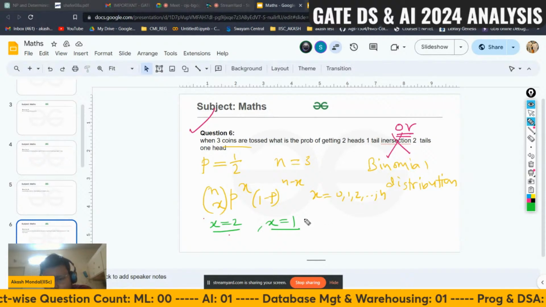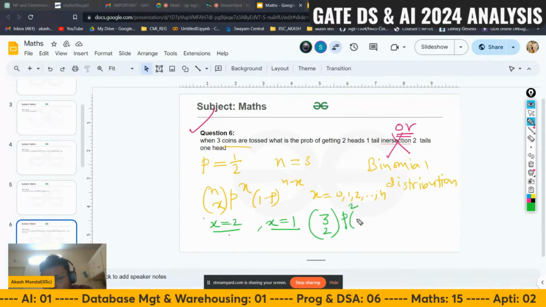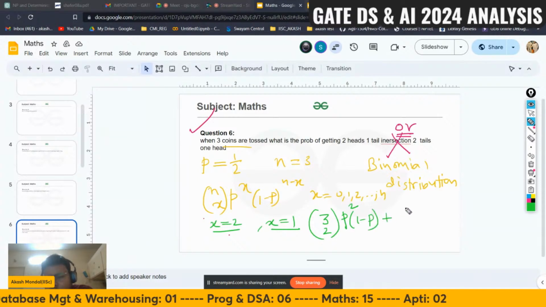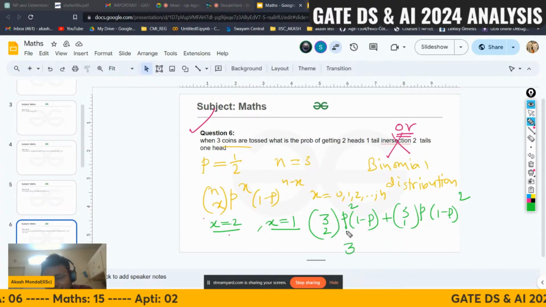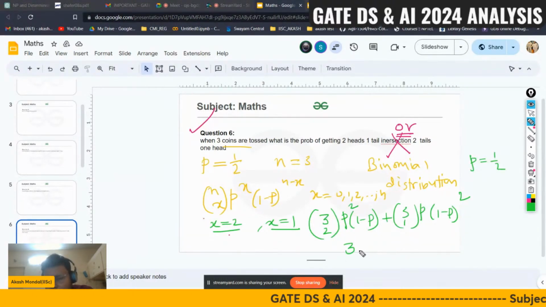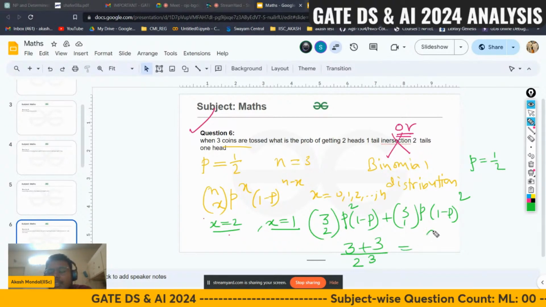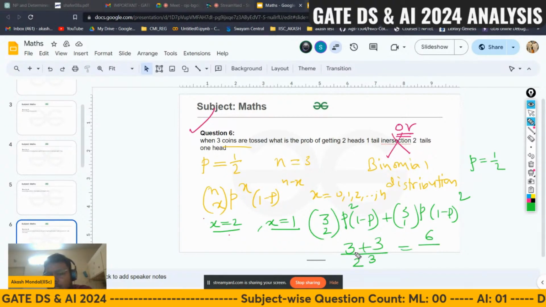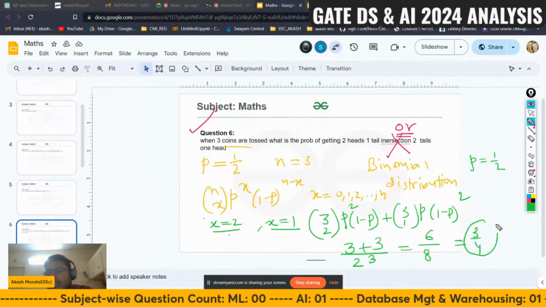So the answer to this question is 3 choose 2 p square into 1 minus p plus 3 choose 1 p into 1 minus p whole square. Now 3 choose 2 is 3 and p is nothing but half. So if you substitute, you will get 3 plus 3 by 2 cube. Now this is 6 upon 8, which is nothing but 3 by 4. This is the answer to this question.